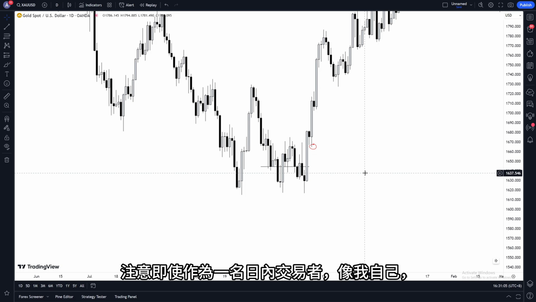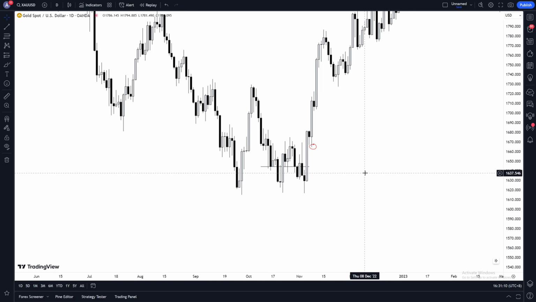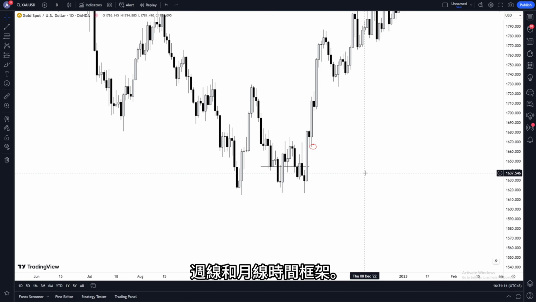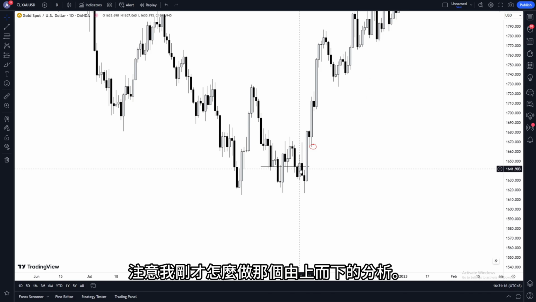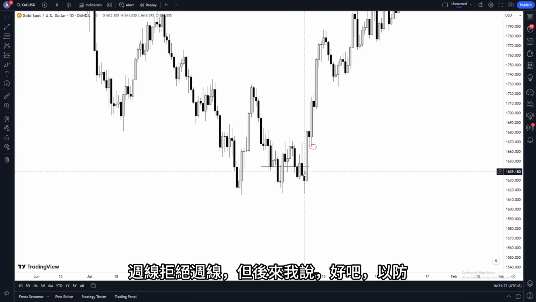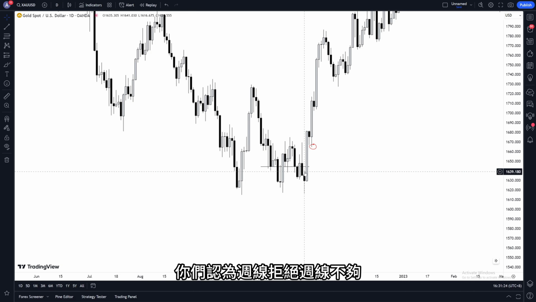Notice how, even as an intraday trader, such as myself, I do consider myself an intraday trader, I do not skip past the weekly and the monthly time frames. Notice how I just did that top-down analysis. I started from the monthly. I saw there was nothing there. I went to the weekly. I said it could be argued that we had a weekly reject weekly, but then I said, okay, in case you guys thought that the weekly reject weekly was not clean or clear enough, then we go to the next best thing, which is the daily time frame.